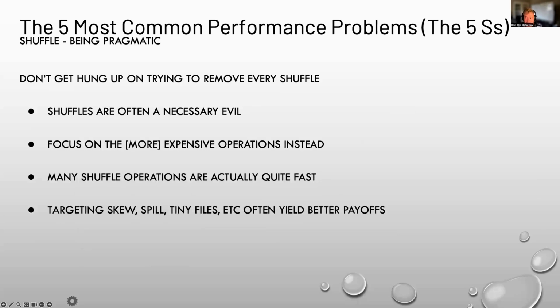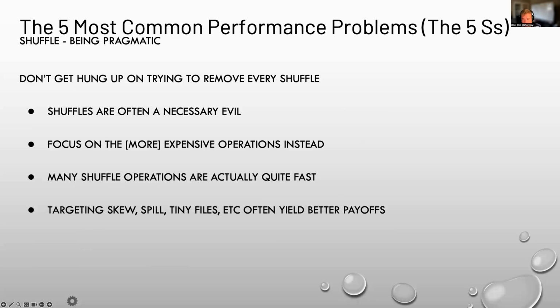Finally, we just have to be pragmatic with shuffles, right? They are going to happen. Our nodes cannot operate autonomously forever. So we just need to accept that they're going to happen. We want them to be with as little data as possible, as infrequently as possible, but they're going to happen. And some of them actually happen quite fast. It's part of what these distributed systems are good at.